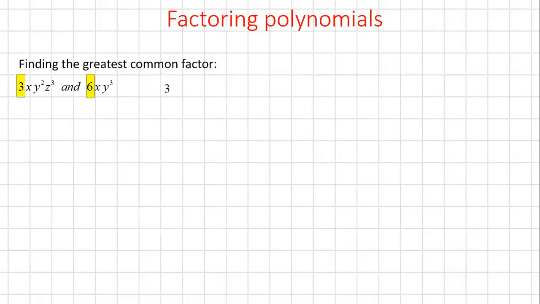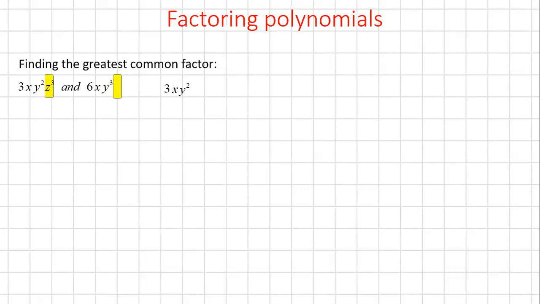Let's write 3. After that, x and x: what's the greatest common factor of x and x? Yes, it's x itself. And y squared and y cubed. Y squared you can write y times y, and y cubed you can write y times y times y, and the common part is y times y. So y squared is common.